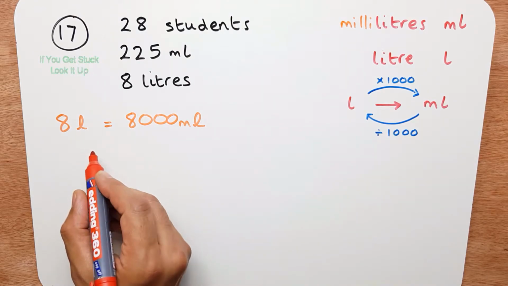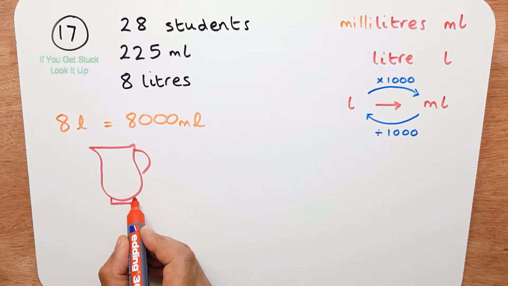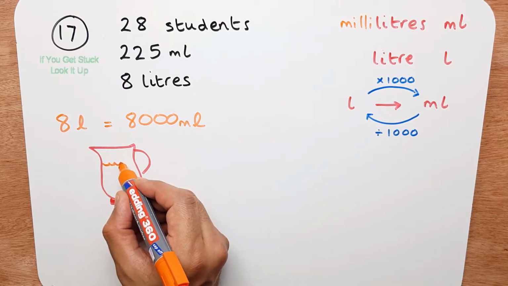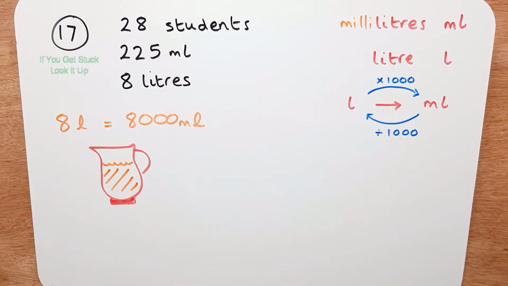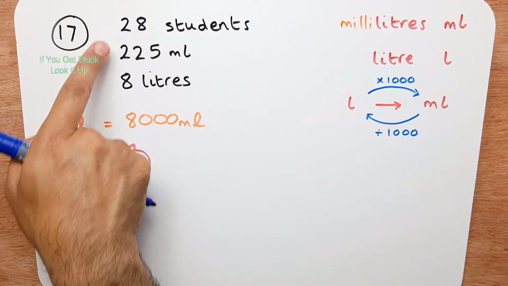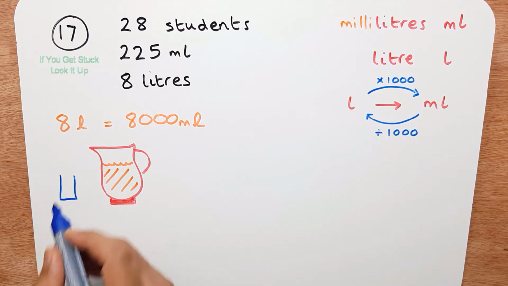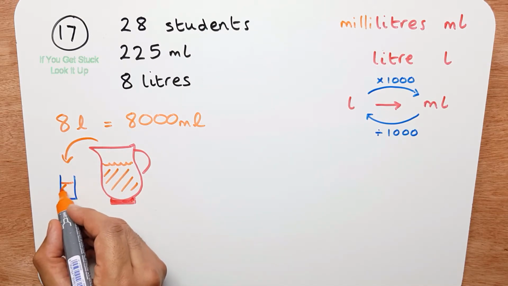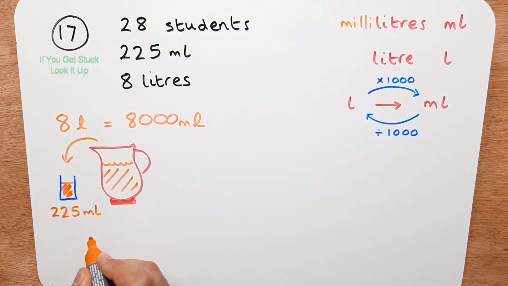So we have a jug here. I'll give it a flat base so it doesn't fall over. And it has 8,000 milliliters of orange juice. Now the teacher gives every student 225 milliliters. So there's your glass. And the teacher's going to pour in 225 milliliters for 28 students.